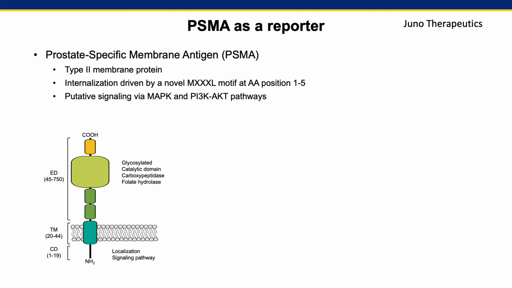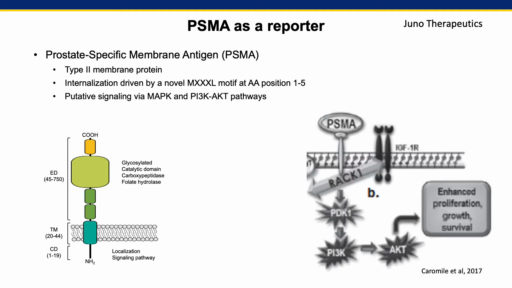When we consider PSMA as a choice of a reporter, there is one concern, which is PSMA being a type 2 transmembrane protein, and there is a motif from amino acid position 1 to 5 that can trigger internalization. Also, there have been reports that putative signaling via the MAP kinase and PI3 kinase AKT pathway may trigger enhanced proliferation and growth survival of PSMA-expressing cells.